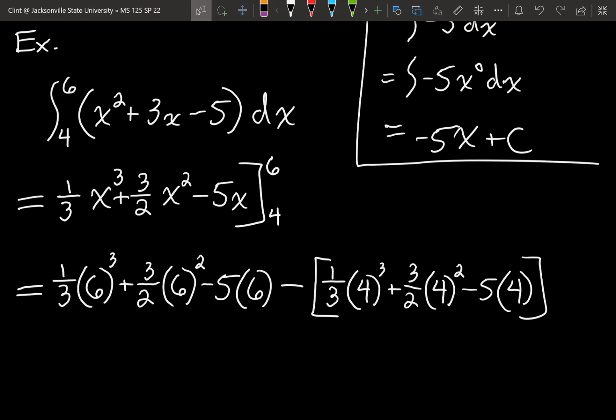So sounds kind of nasty to do by hand. You can just punch it in the calculator. Let's see this. 6 cubed. 6 times 6. What is that? 216. So I'll do it term by term, but I'm going to do it in the calculator. So 216 divided by 3. 72. And then 3/2 times 36. It's 54. And then minus 30.